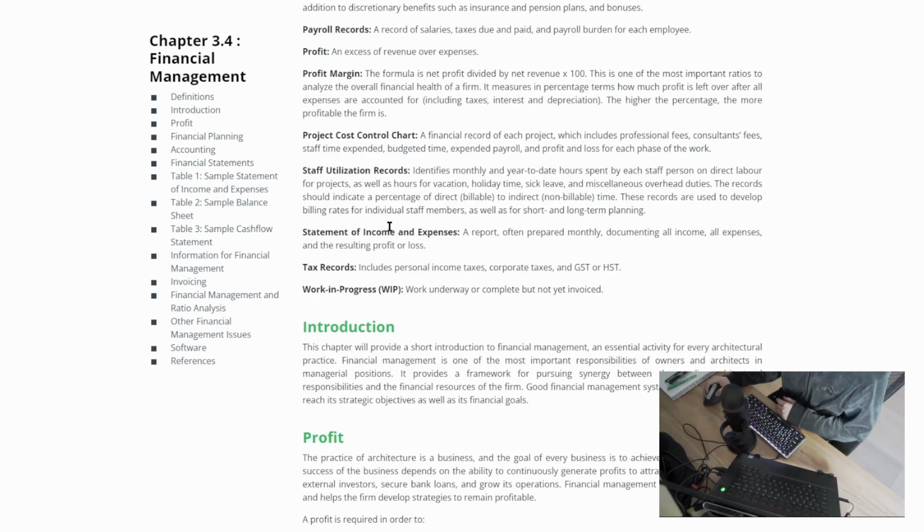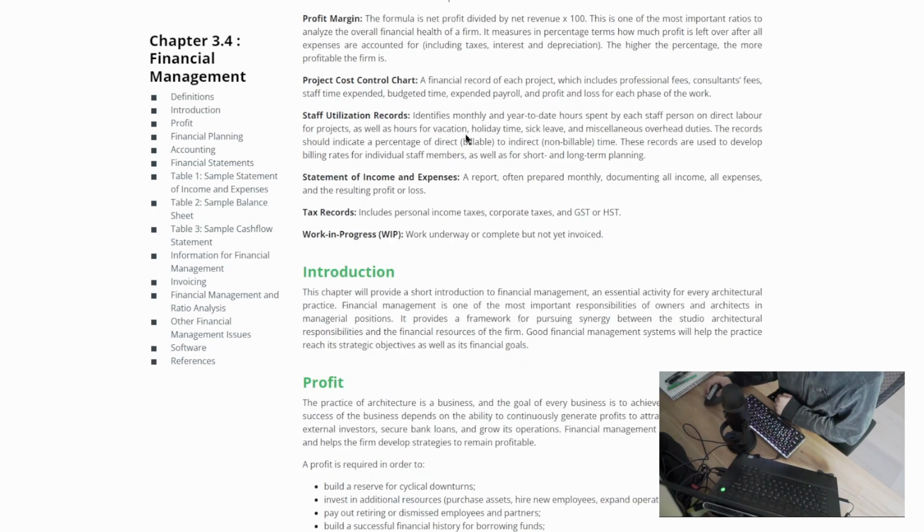Staff utilization records identifies monthly and year-to-date hours spent by each staff person on direct labor for projects, as well as hours for vacation, holidays, sick time, and miscellaneous overhead duties. The record should indicate a percentage of direct billable to indirect non-billable time. These records are used to develop billing rates for individual staff members, as well as for short and long-term planning.